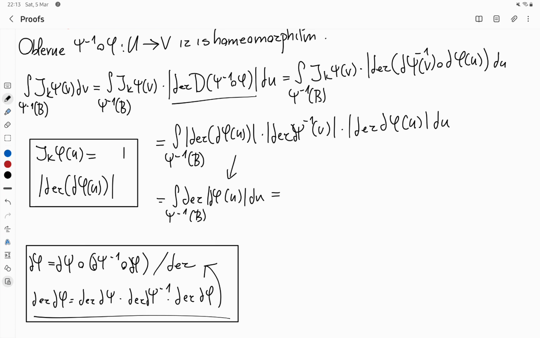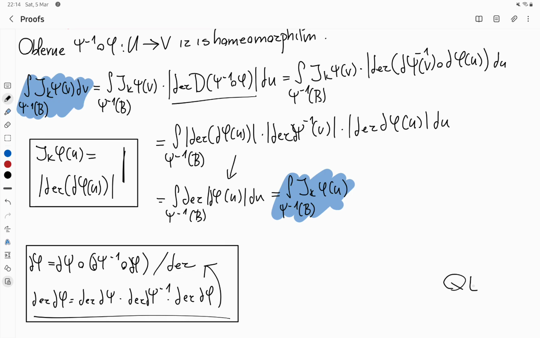And by the first box I drew, we know that this is equal to the integral over the preimage of B under psi of jk phi of u. Voila, we get from here to here, and we have just demonstrated the invariance, or the sort of invariance we wanted, or we had set out to do in the beginning, and this concludes the proof.